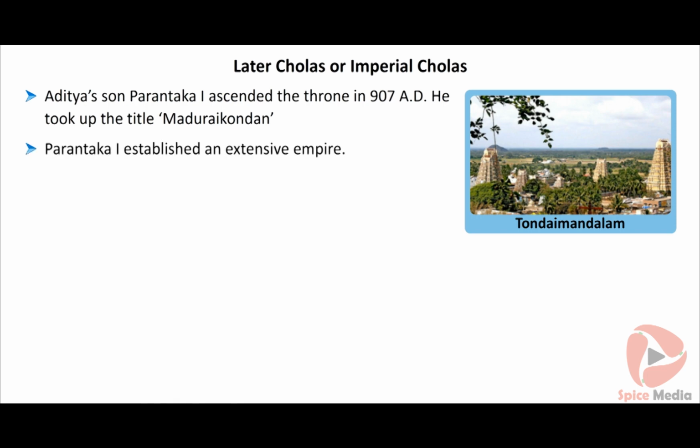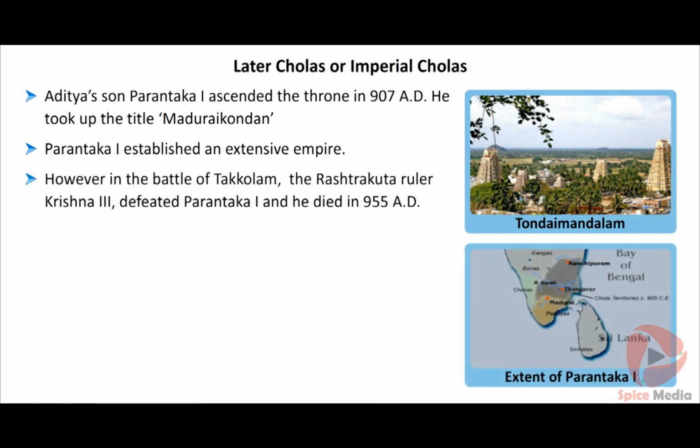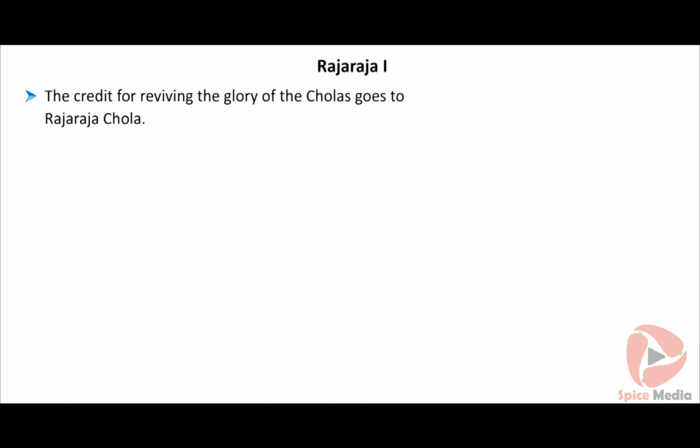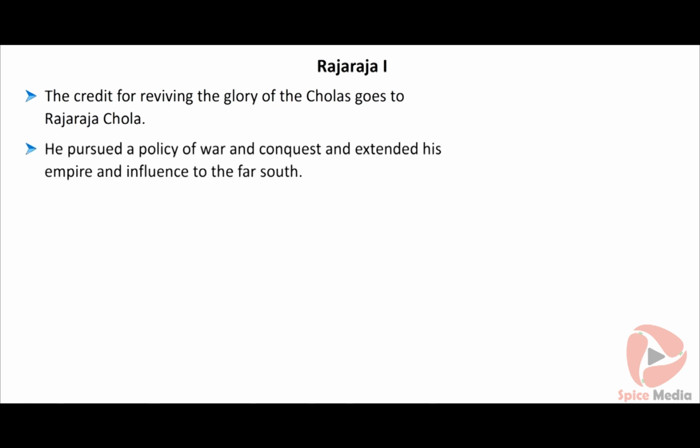Parantaka I waged a number of wars and by his successive victories he established an extensive empire. However, in the Battle of Takkolam, the Rashtrakuta ruler Krishna III defeated Parantaka I and he died in 955 AD. The credit for reviving the glory of the Cholas goes to Rajaraja Chola. He pursued a policy of war and conquest.